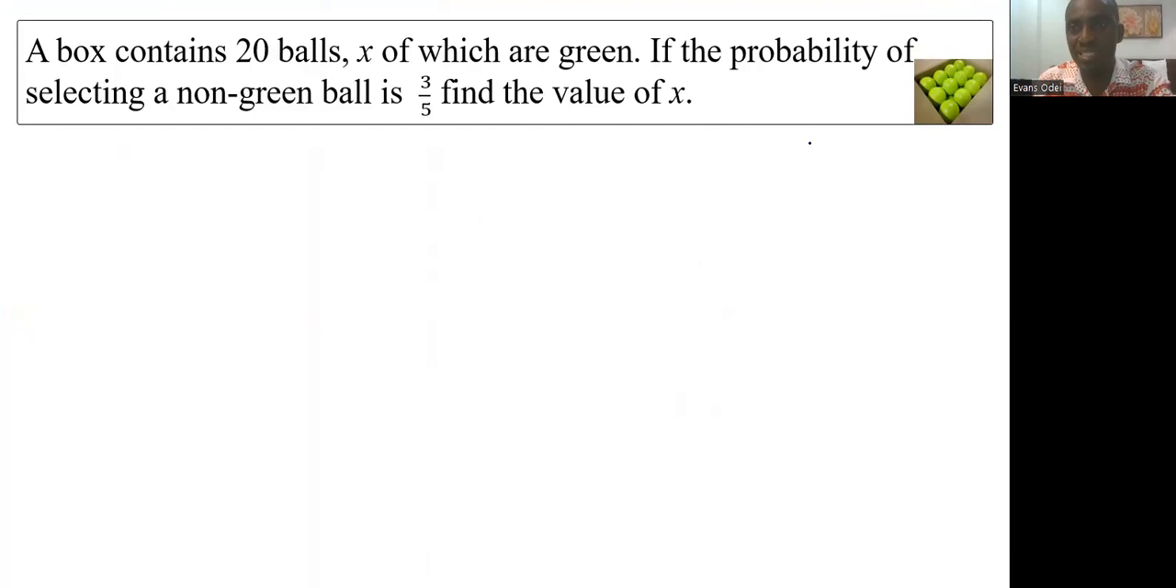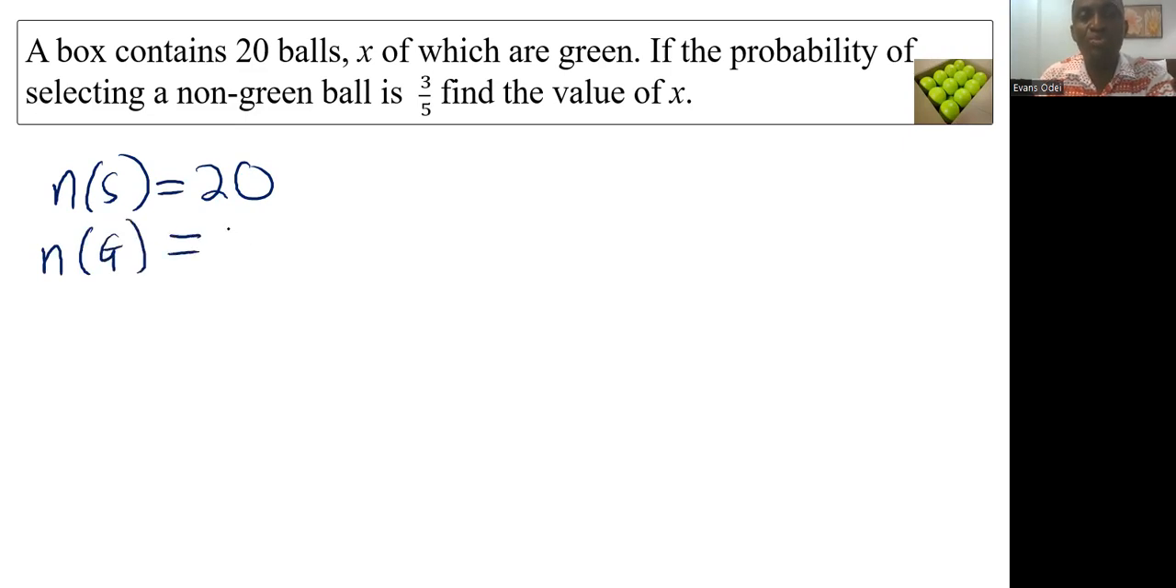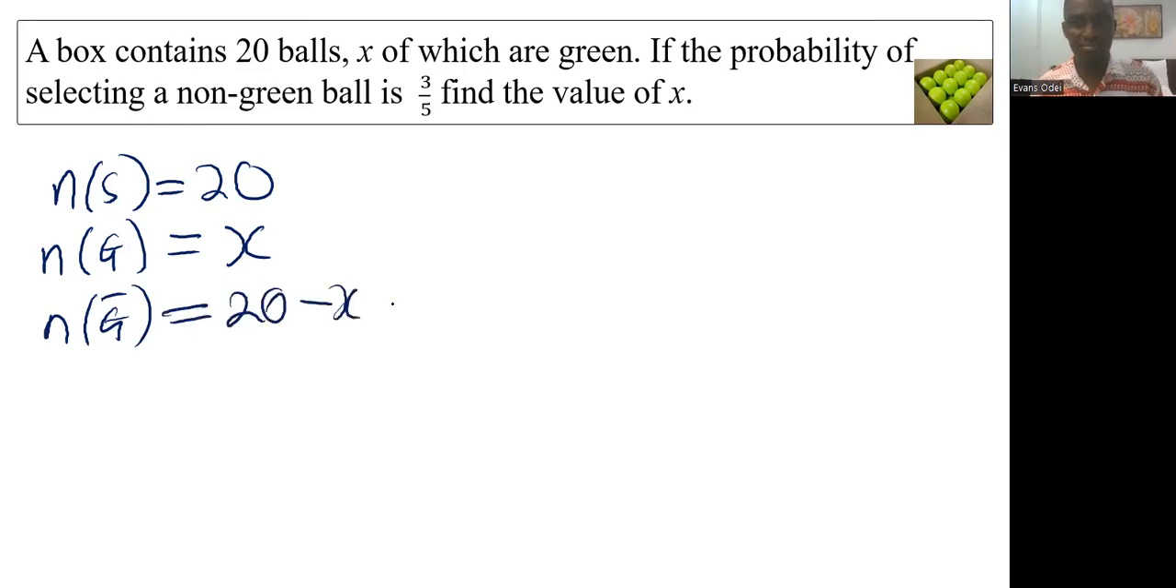And so bear in mind that we are still having 20 balls. So we can say the number of sample space is equal to 20, but you can solve this question in so many ways. X of which are green. So the number of green balls is equal to X. So if the whole box contains 20 balls and X are green, then the number of the non-green will be 20 minus X. Agreed. Because 20 balls are in the box and X of which are green, then those that are not green, if I subtract X that are green from the total number, I'll get those that are not green. And so that will give us that.